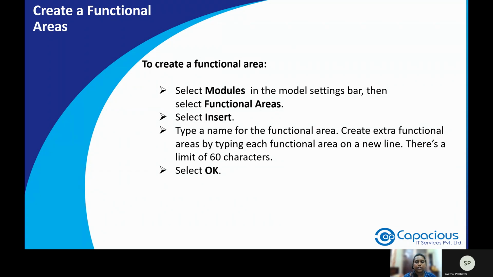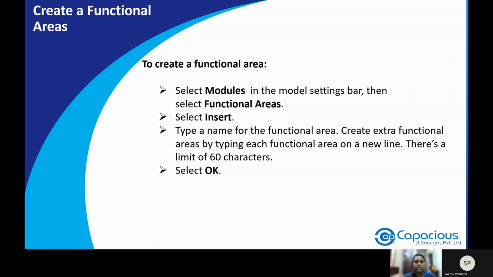First, we have to select a module in the model settings bar. Then we have to select the functional area tab. In that tab, we'll get the option to insert. Then we have to insert a suitable functional area name. Then we have to create an extra functional area by typing for each and every line item, or else we can give a drop down by clicking on the drop down.